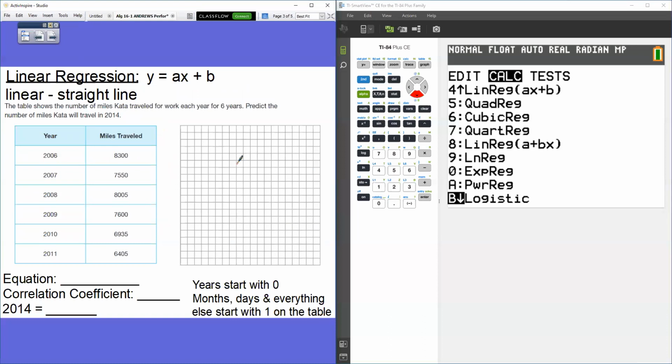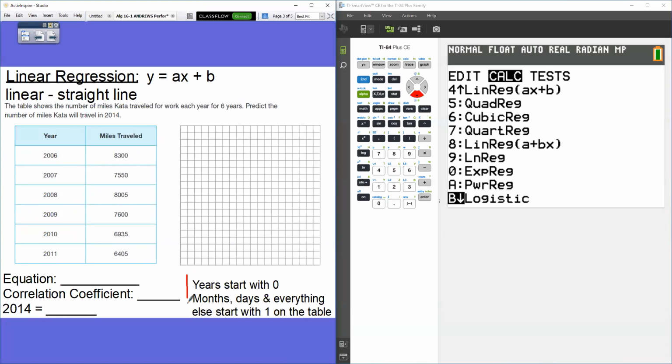So take a look at this first one. This first one is a linear regression, all right? Linear regression for this first one. The table shows the number of miles traveled for work each year for 6 years. Predict the number of miles that they'll travel in 2014.